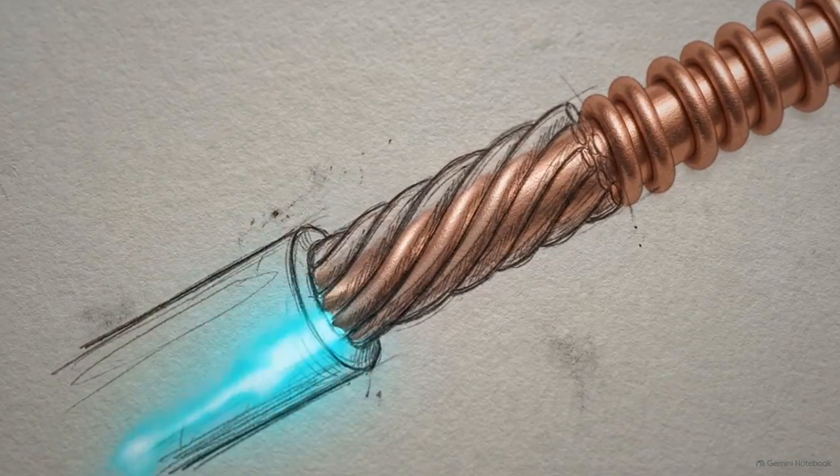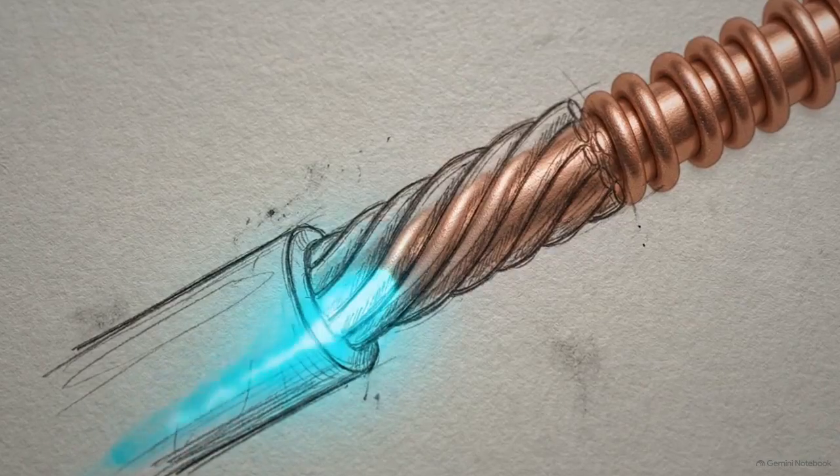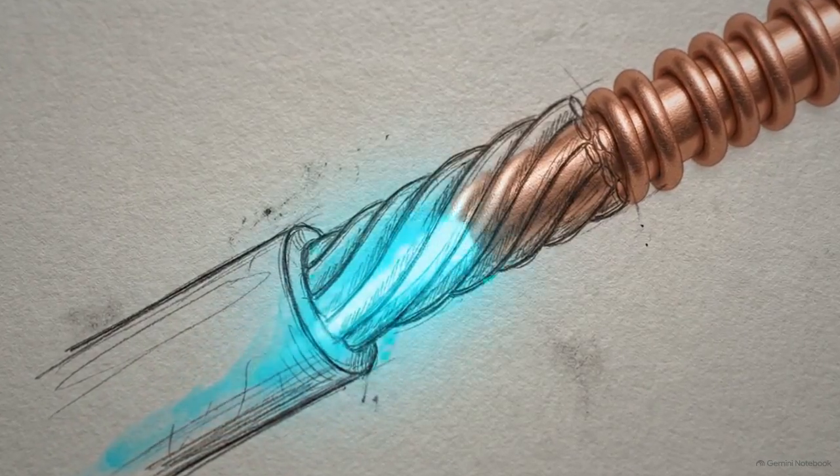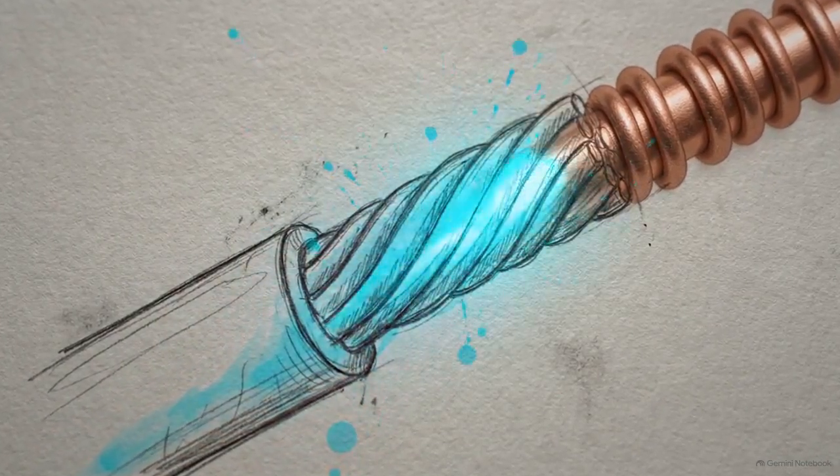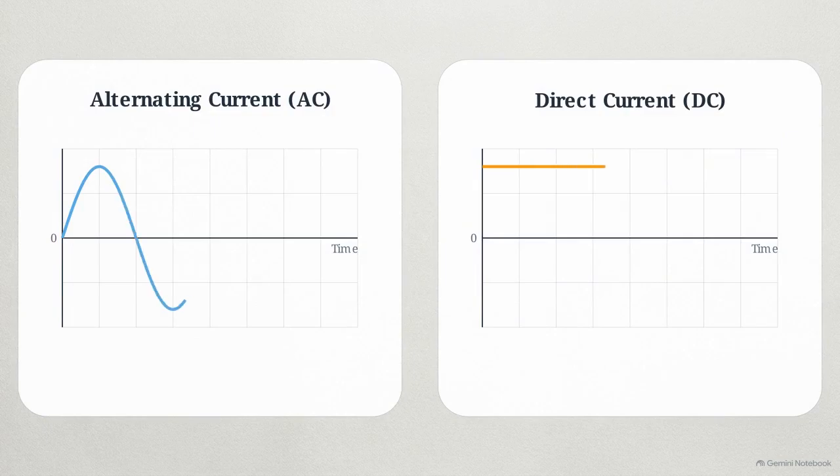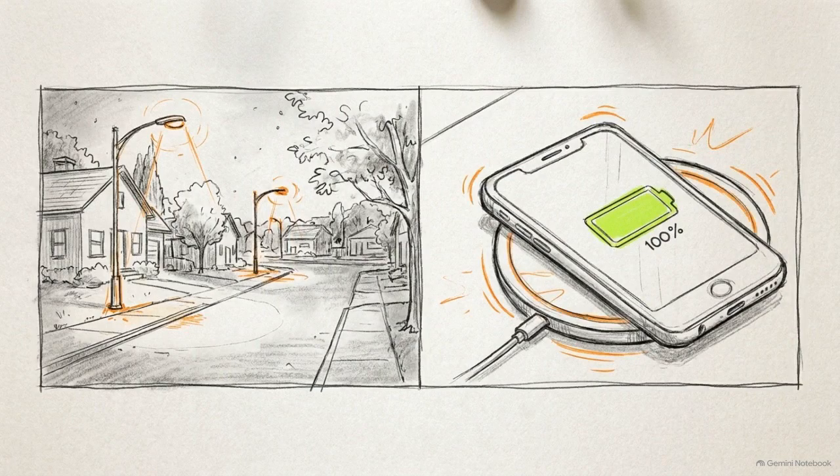Now that we can calculate the volume of energy consumed, our next step is to understand how that energy actually flows through a wire. In the next lesson, we will compare the behavior of alternating current and direct current and look at how their waveforms differ in practical applications.